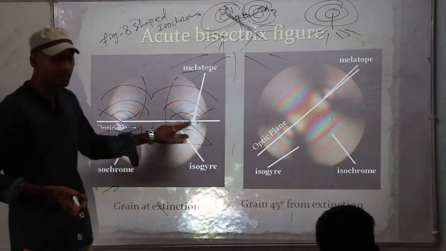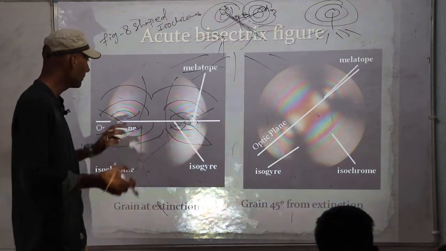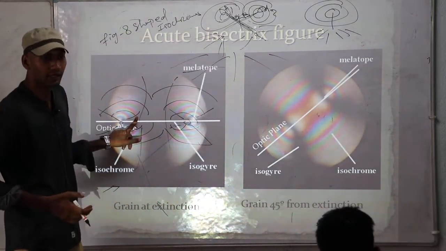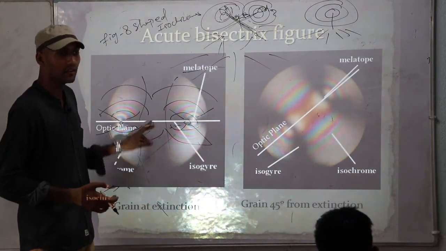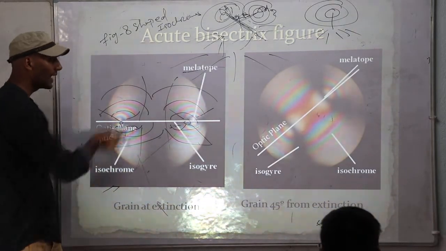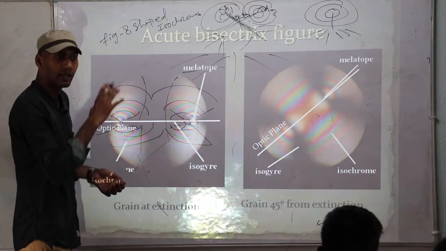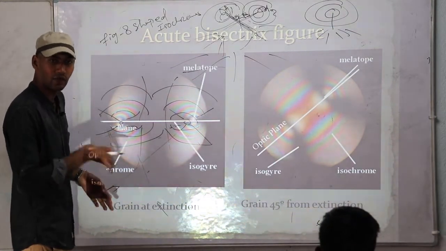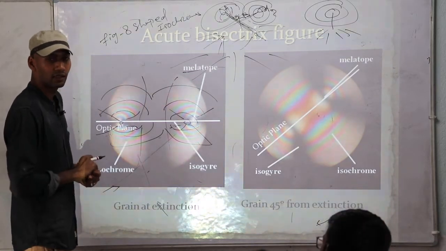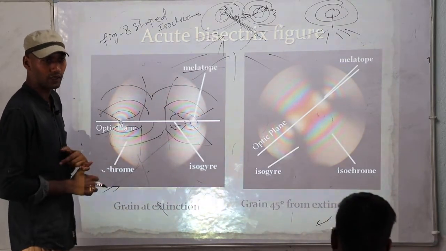The center of the isochromes is the position of the melatope for the optic axis. And here the isogyre intersection is not the melatope. I have already told you the isogyre intersection is not the melatope. Here isogyres are produced when X and Z, or X and Y, or Z and Y vibration matches with the vibration of the upper polarizer and lower polarizer.